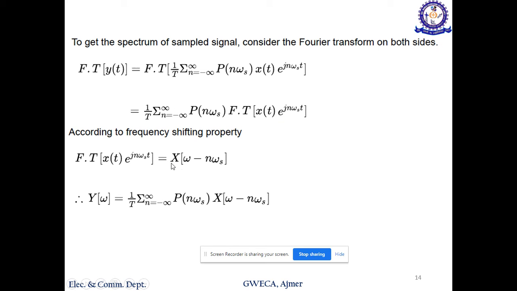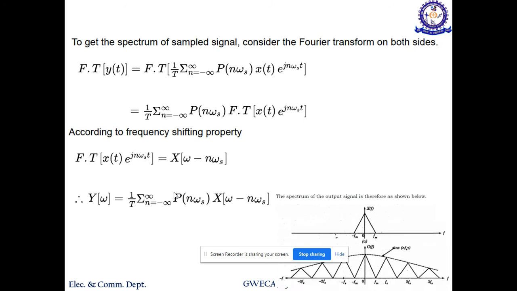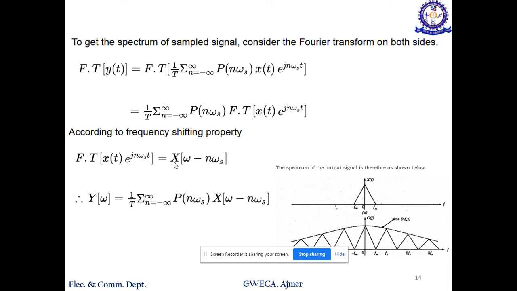It can be written as X(omega minus n omega s), which is very similar to the previous case, but the only difference is that it is a pulse function. We know that if we go through this Fourier series expansion and Fourier transform, the Fourier transform of any square wave is a sinc function.